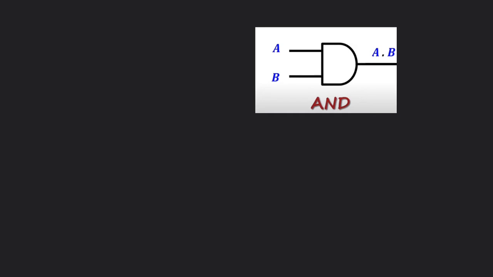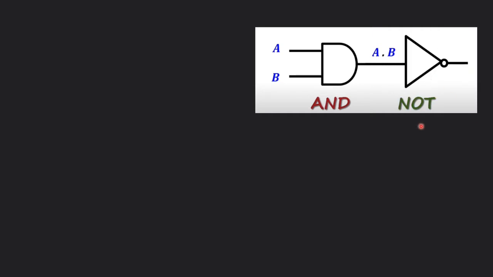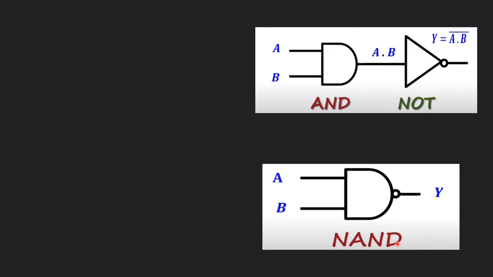The figure represents the AND gate. In the AND gate there are two inputs, one is A and the second one is B. The output of this AND gate is A dot B. This output is fed to the input of a NOT gate and finally the result Y is equal to AB bar. This combination is known as the NAND gate.